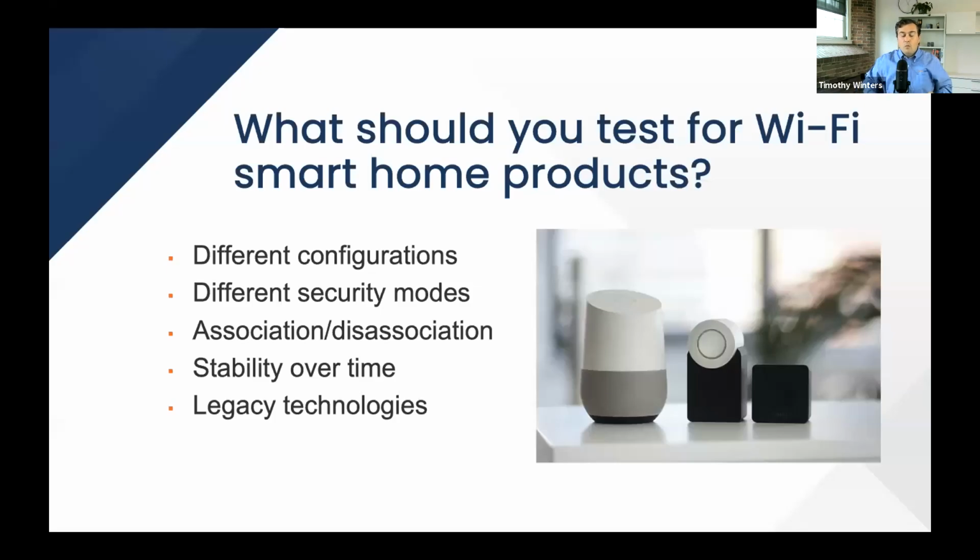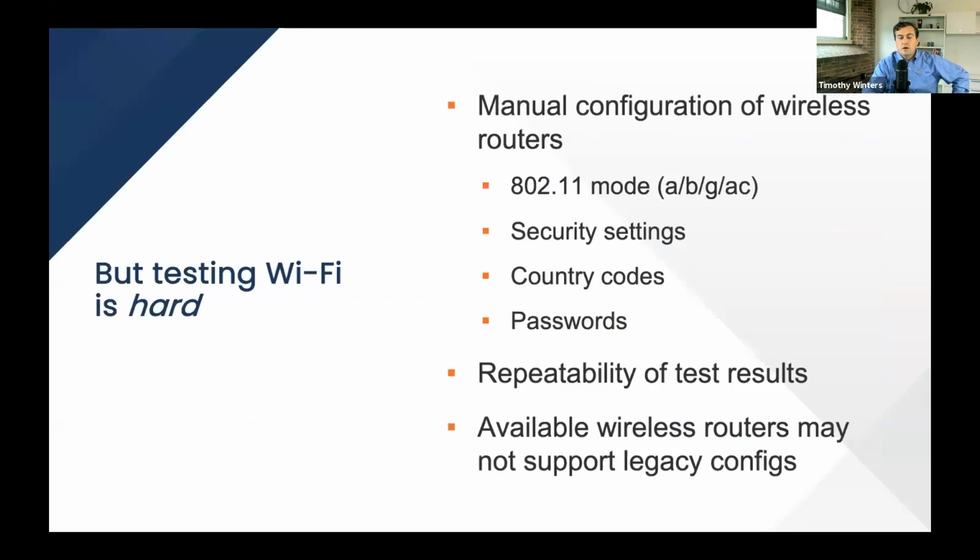So what should you test in your Wi-Fi home products? There are different configurations and different security modes. You should verify things like association and disassociation. These are constant tests that users have to run; they have to verify that these work. I talked a little bit about the legacy devices: making sure the old stuff works is just as important as the new stuff. And an important aspect of testing is stability over time, just making sure that your IoT device stays up and can work over a period of time, not just after an initial reboot.